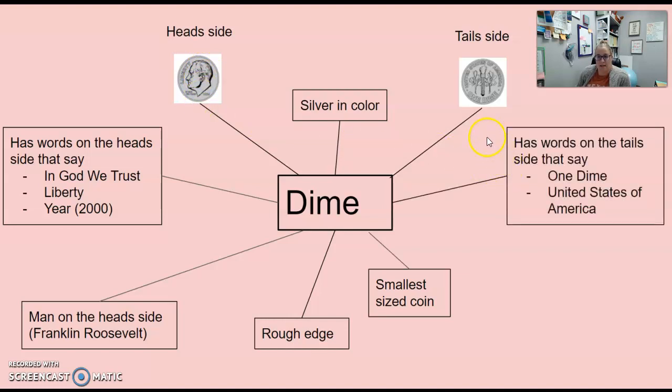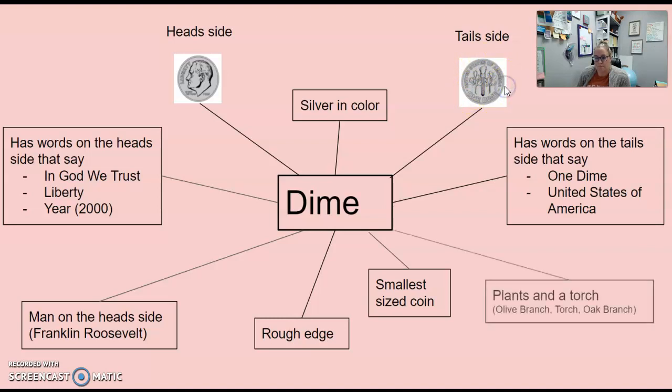On the tail side, it also has words. So it says 1 dime, so that helps us remember which coin it is. And it also says United States of America. This one, like we've talked about, has plants and it has a torch. So that's how these are a little bit different.